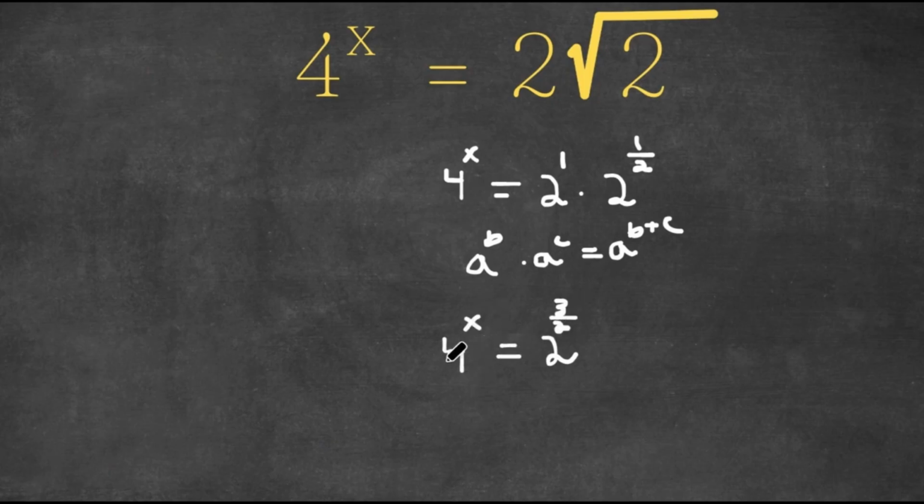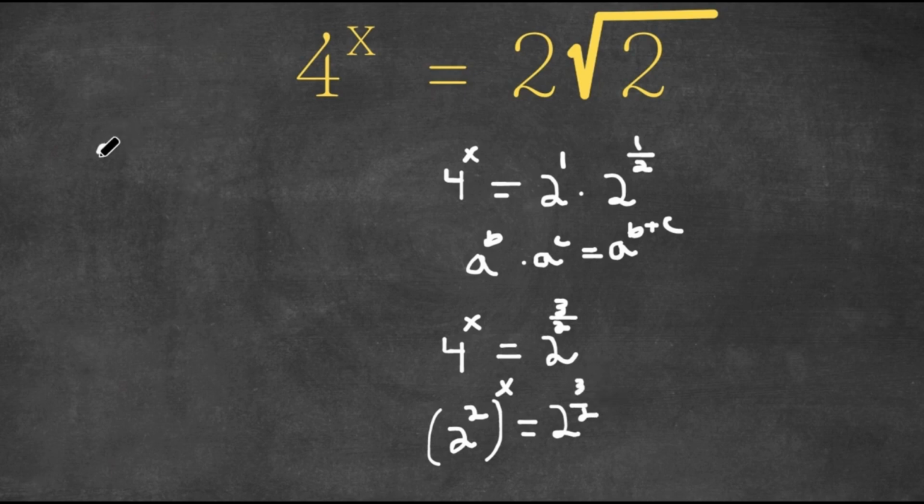Now 4 is actually the same thing as 2 squared. So I'm going to replace 4 with 2 squared. So we have 2 squared to the power of x equals 2 to the power of 3 over 2.